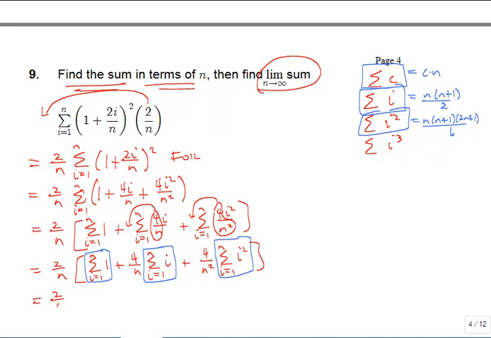So this becomes 2 over n, bracket. The sum of 1 is going to be that constant, which is 1 times n. So this is just 1 times n. Plus 4 over n times the formula for i, which is n times n plus 1 over 2. Plus 4 over n squared times the formula for i squared, which is n times n plus 1 times 2n plus 1 all over 6.